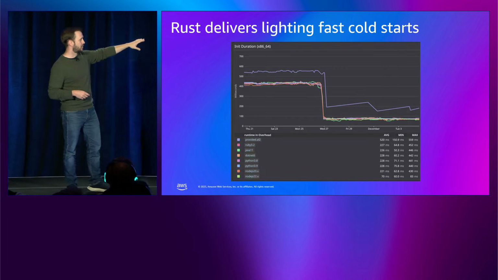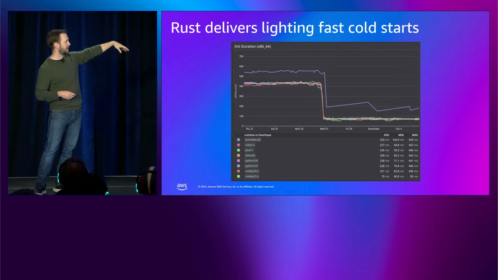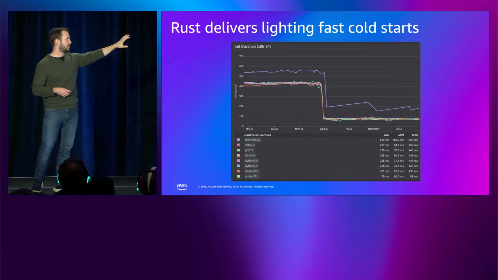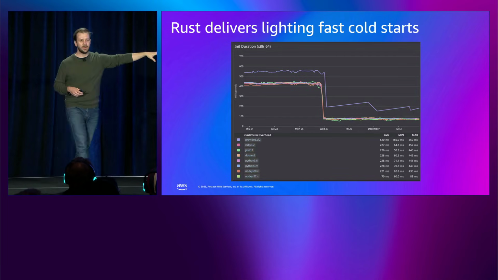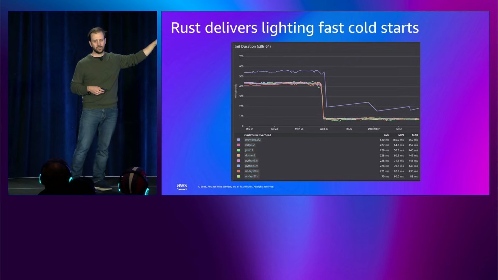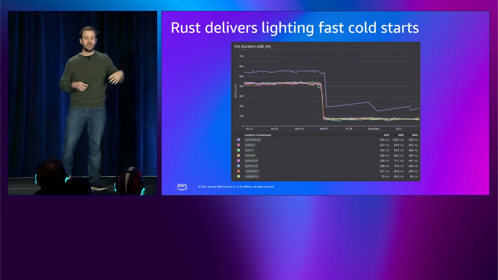This is the cold start duration across all of the supported runtimes we had, where you can see we're going from like 400 to 500 milliseconds of overhead down to about 80 milliseconds of cold start overhead by switching over to the Rust implementation. We did this live.